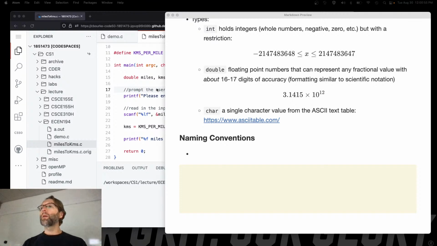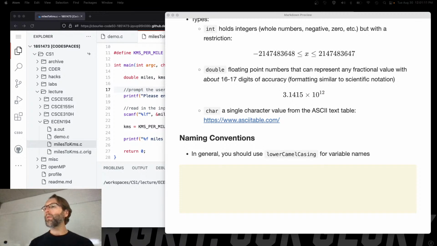But before we go along, let me cover some stylistic tips. For example, naming conventions. In general, you should use lower camel casing for variable names. It's named that way because if you think of a camel, it's got humps, and that's what it kind of looks like. The first word, if it's multiple words, is all lowercase, and for each subsequent word the first letter is uppercase and everything else is lowercase. So you can see that it goes up and down, like the humps of a camel.